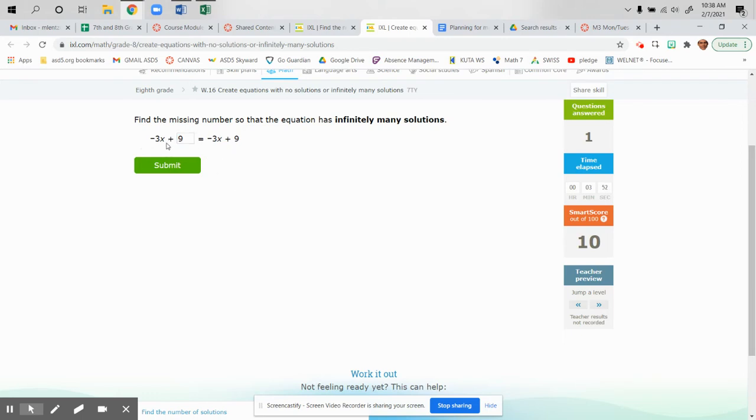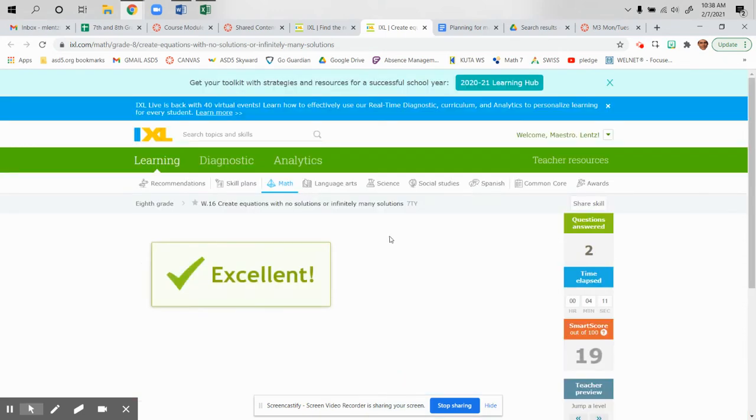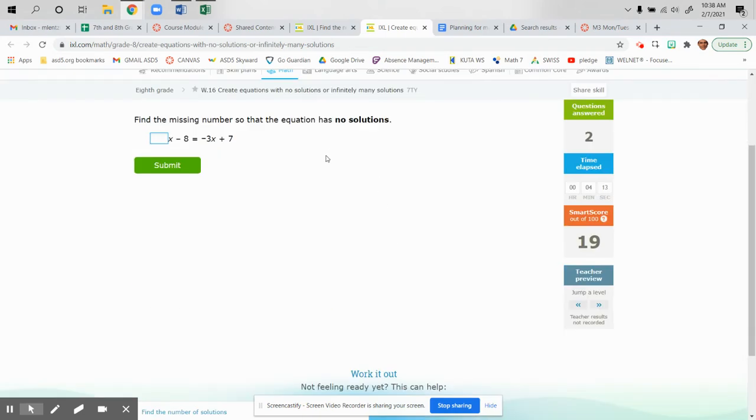Now, no matter what number I type in for x, it'll equal the same thing on the left. If it was 1, it'd be negative 3 plus 9, which is 6. So it'd say 6 equals 6, which is true, which means it has infinitely many solutions. So infinitely many means the left should look the exact same as the right. Excellent.